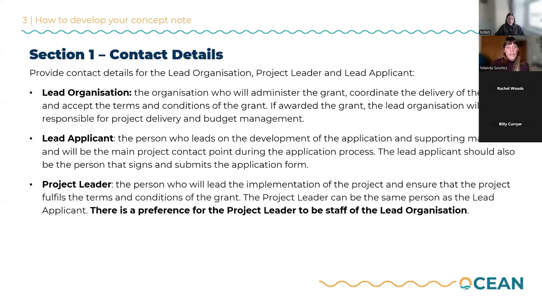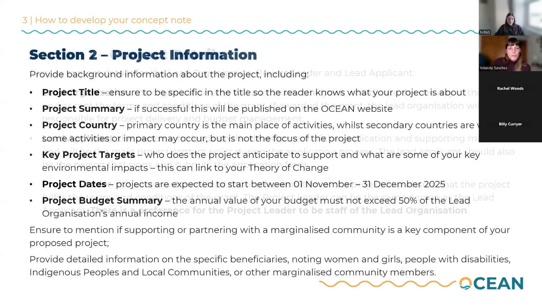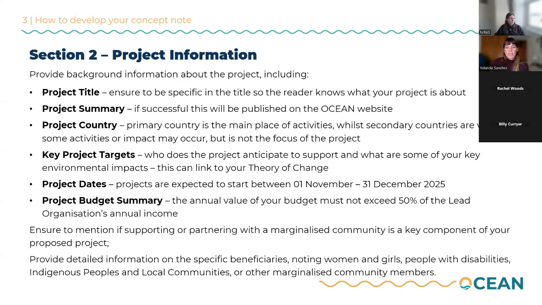So all these definitions are also in the guidance, so you can understand that better. But the idea is to identify who is the lead organization, who is the lead applicant, and who is the project leader. So let's move to the next section, project information. And this is more detailed about how you are planning your project.